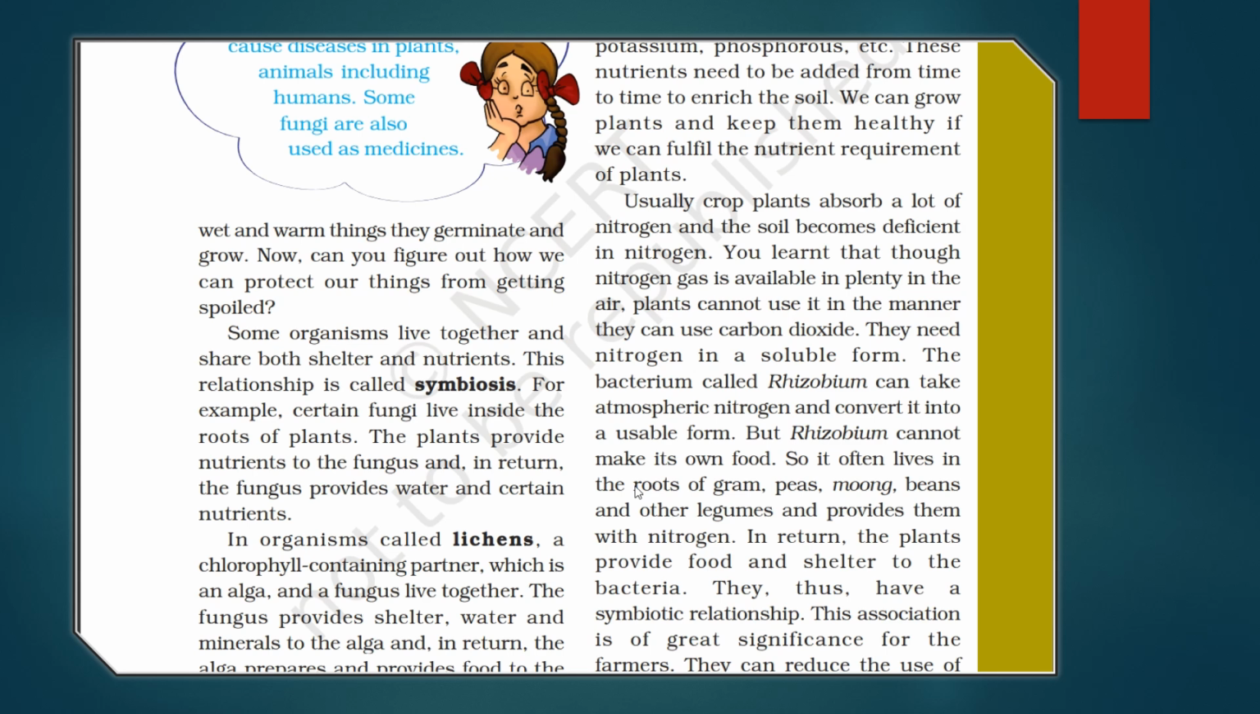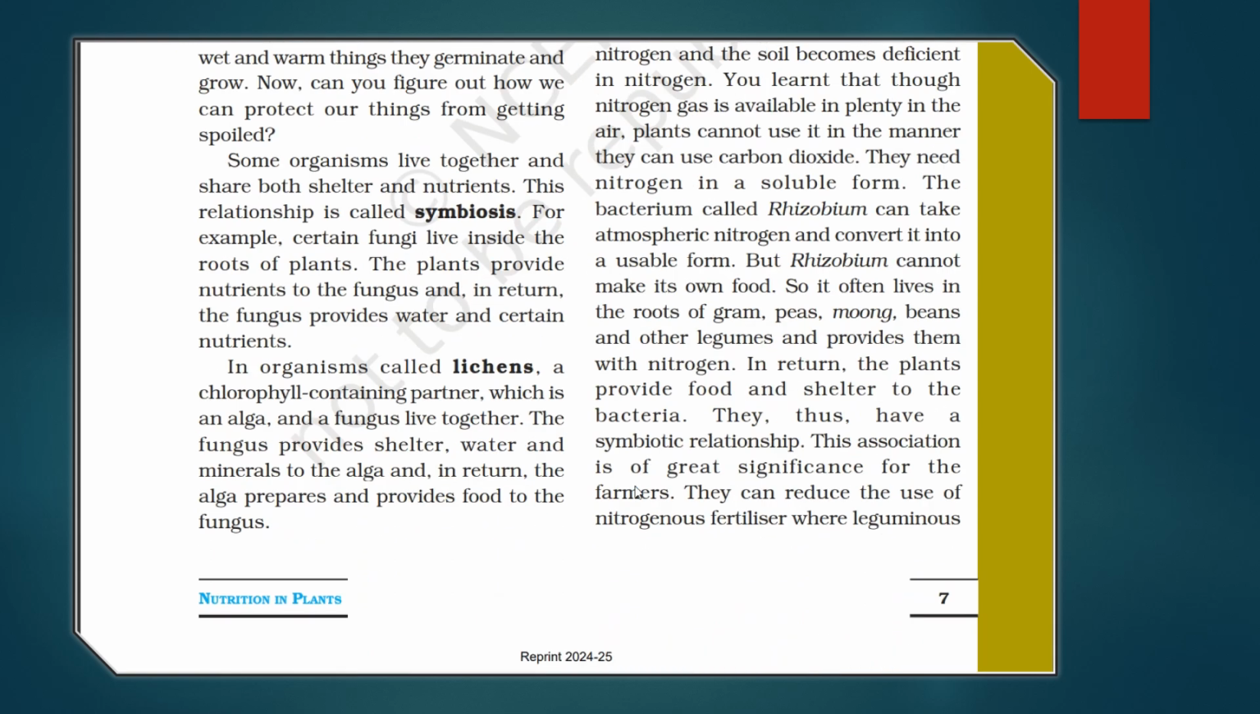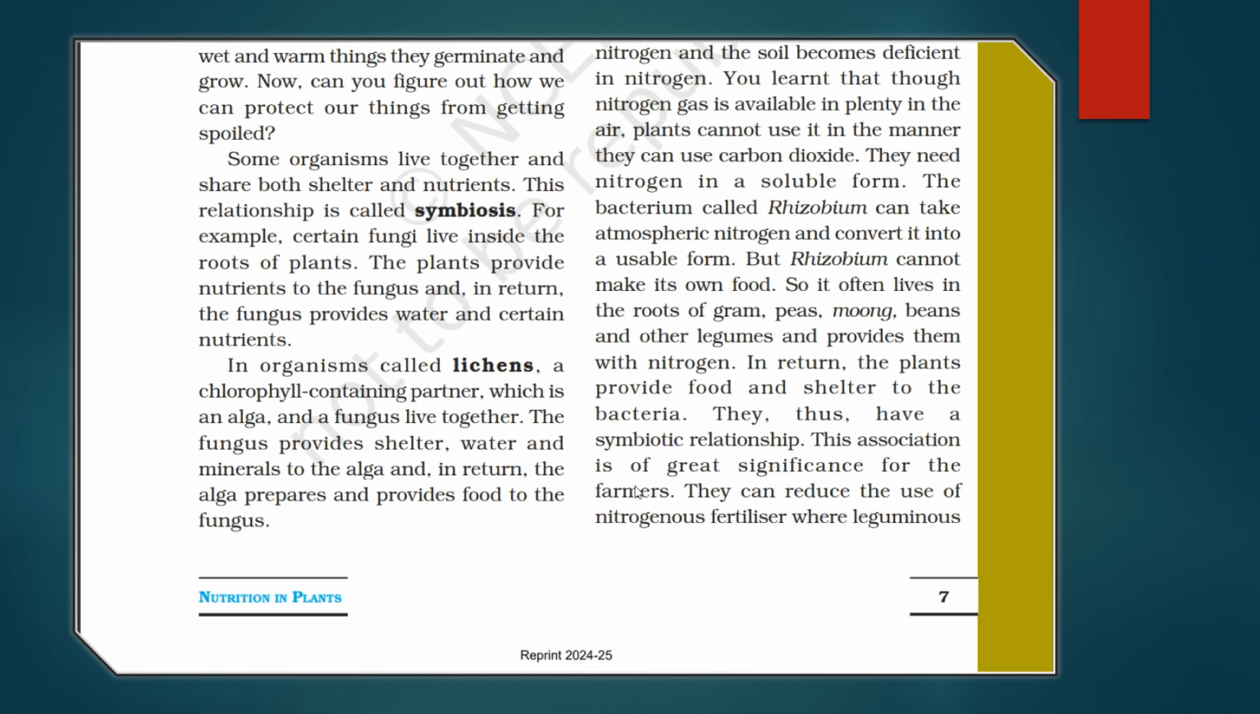So you learned that though nitrogen gas is available in plenty in the air, plants cannot use it in the manner they can use carbon dioxide. They cannot use nitrogen gas directly. So they need some fixation. They need nitrogen in a soluble form. So the bacterium called rhizobium can take atmospheric nitrogen and convert it into a usable form, but rhizobium cannot make its own food.